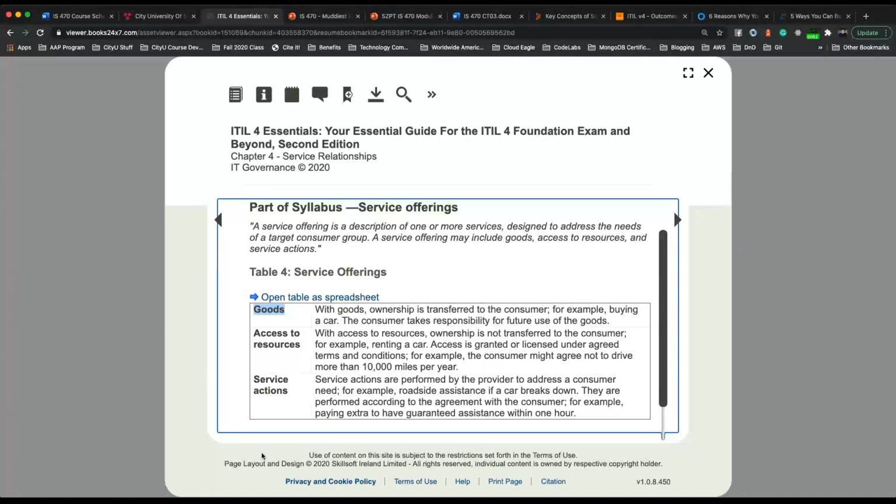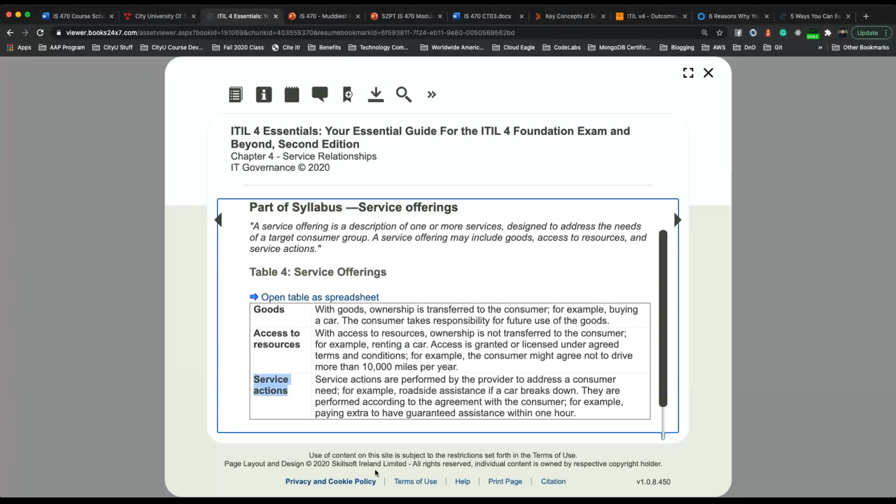For service offerings, you have three things. One is goods. An example would be a car, and you transfer the ownership from the service provider to the consumer. Next is access to resources, where the ownership is not transferred. For example, renting a car, right?